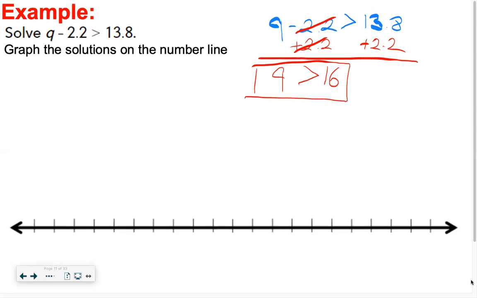How can you graph your solution on the number line? Let me choose the number 16 over here. Because you are not including the 16, we need to use an open circle. And then you need to choose the direction. My direction is going to be the right side. Why? Because all the Q values are going to be greater than 16. And this is your solution.